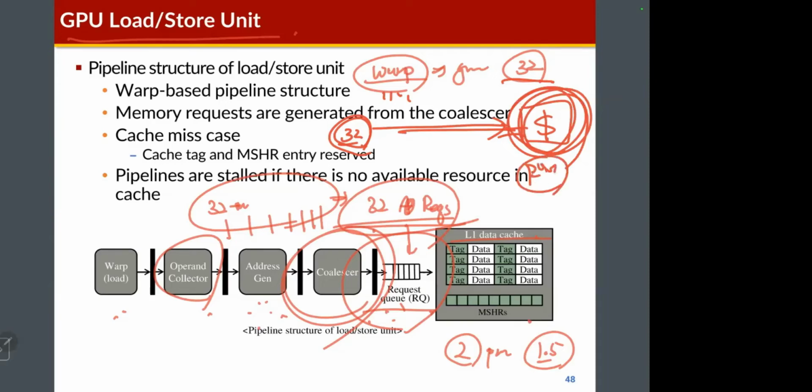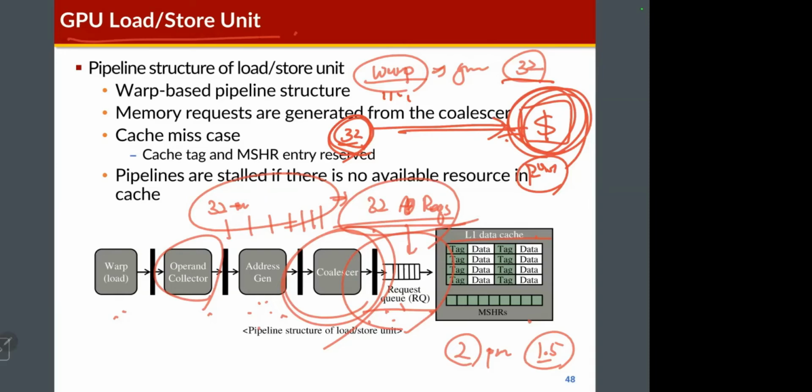The cache can only handle 1 request per cycle. So if 32 transactions are requested to the cache, it will take 32 cycles. And if there is a miss, the cache needs to handle that behavior for these transactions. So it's very important to reduce the number of transactions from a warp.